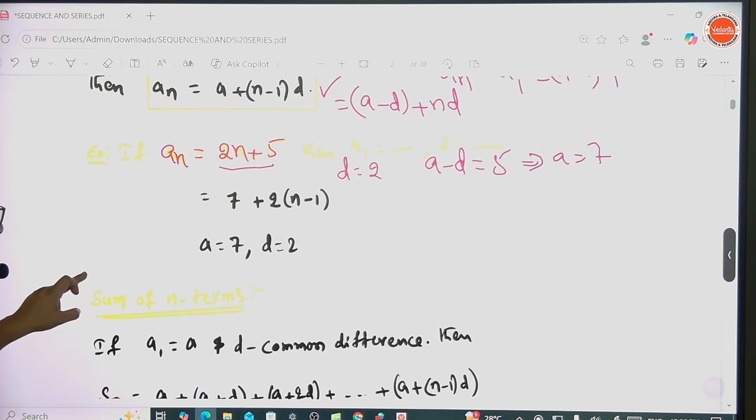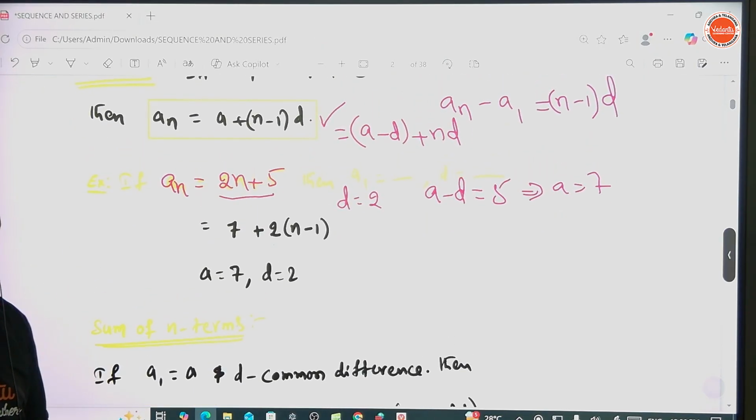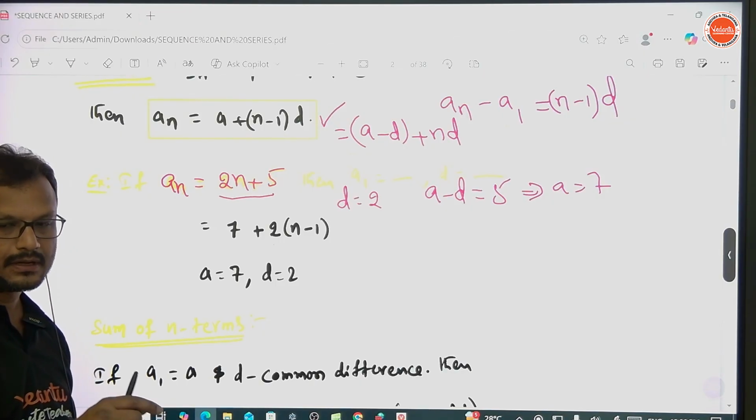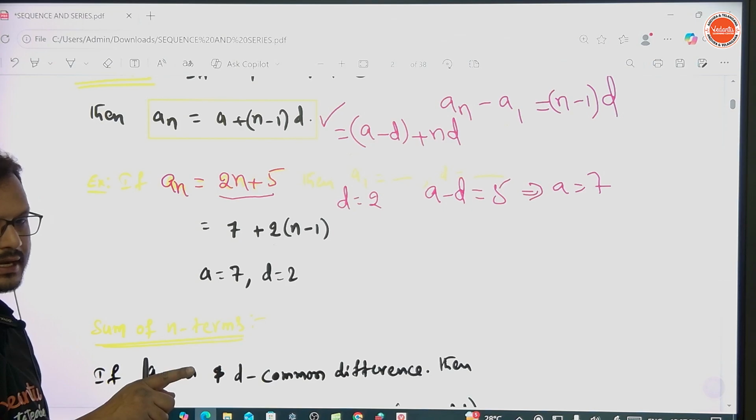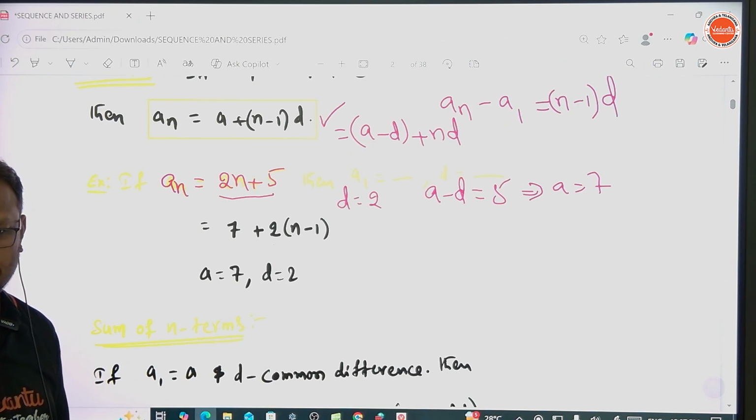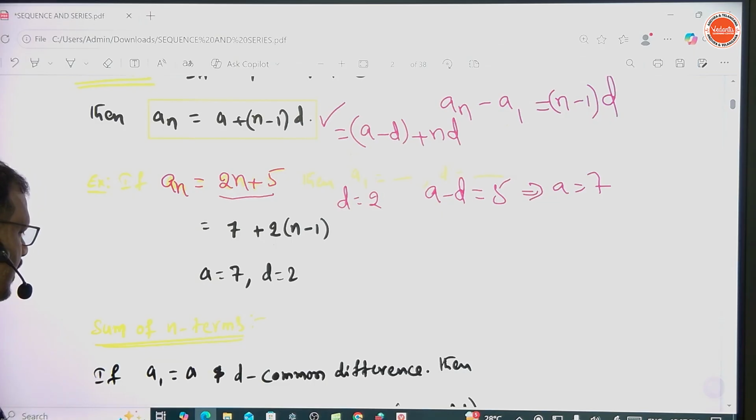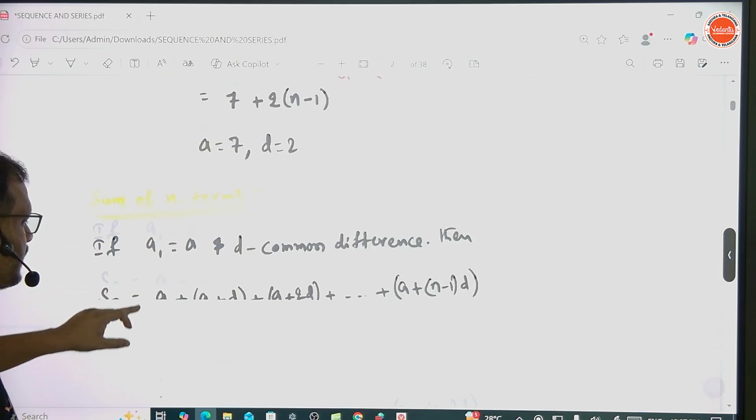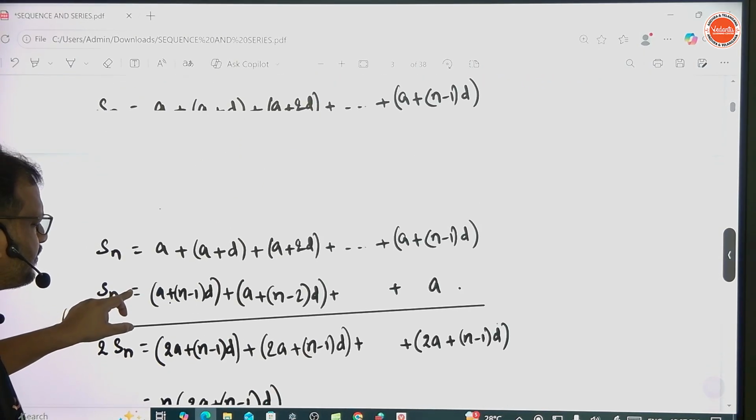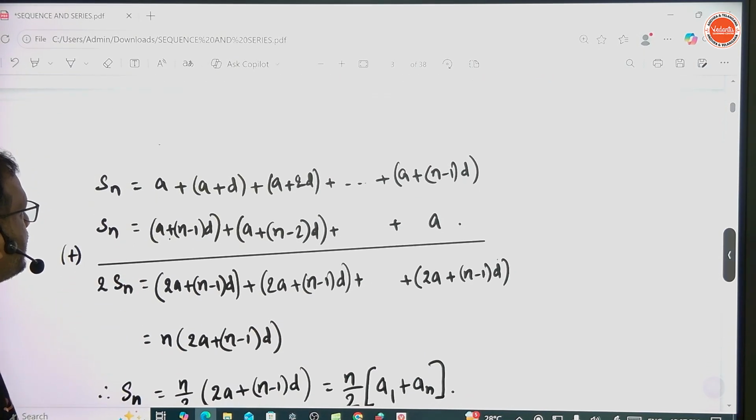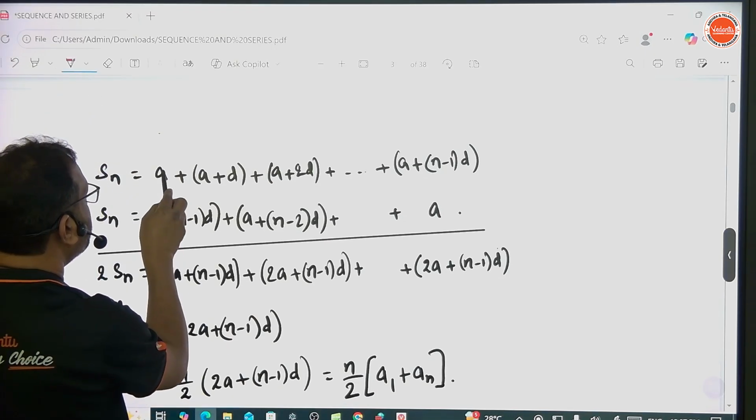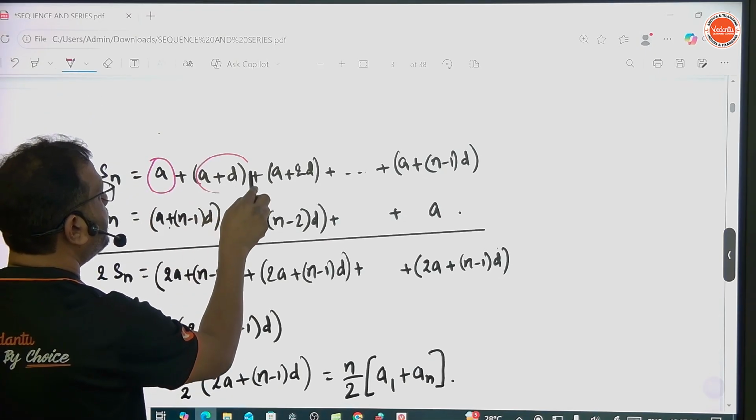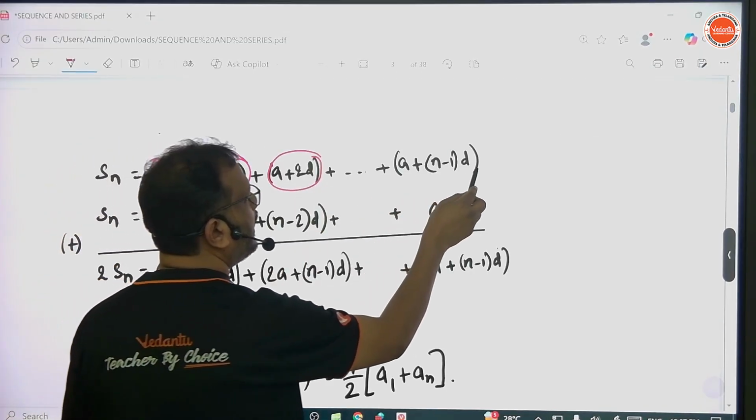So, the sum to n terms of an AP. How to find the sum of n terms? For example, the first term is A, and let us take the common difference as D. So the second term will obviously be A plus D, the third term will be A plus 2D, the fourth term will be A plus 3D, and so on. So how can we add all those terms? See here, I will tell you a very simple and basic rule. These are the terms we have: first term, second term, third term, and nth term.